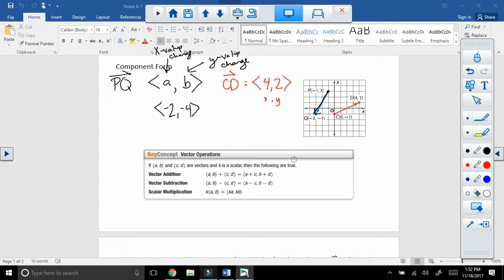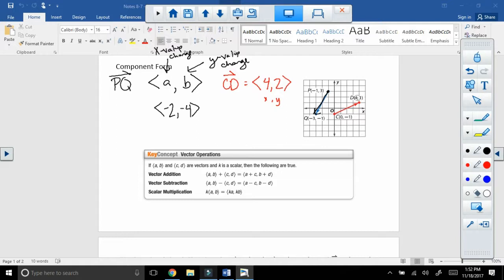And then we can do some operations with vectors also. We can add them and subtract them and do some scalar multiplication, where you're just multiplying something by like 3 or 5 or 2. This stuff's not too bad. I'll go through it pretty quick, but you just have to think about what's happening each time.